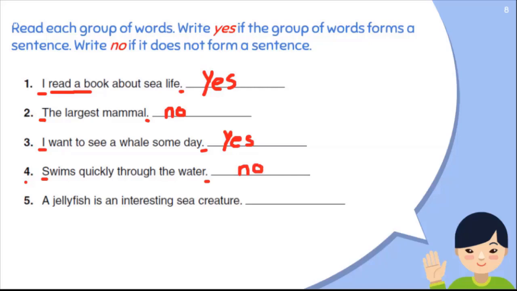Number 5, a jellyfish is an interesting sea creature. Begins with a capital letter? Yes. Has an end mark? Yes. Does it have a subject? It is the jellyfish. Does it have a predicate? Also yes. So yes, this is a complete sentence. So I write yes. Let's move on.